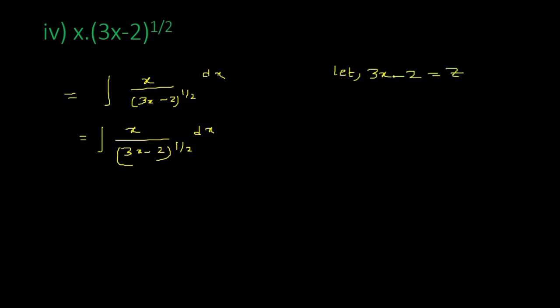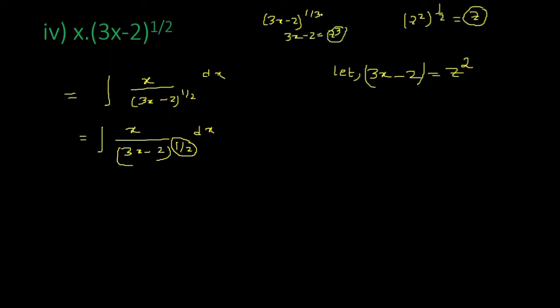Now not only z, we will take 3x minus 2 as z square. Why are we using z square? Because here it is a half. If you take z square, then z square whole to the power half will become z. It will be easier to calculate then. If this was 3x minus 2 whole to the power 1 by 3, then take 3x minus 2 equals z cube, because then the cube and this 1 by 3 will cancel out and the integration will become easier. So here we are taking 3x minus 2 equals z square.